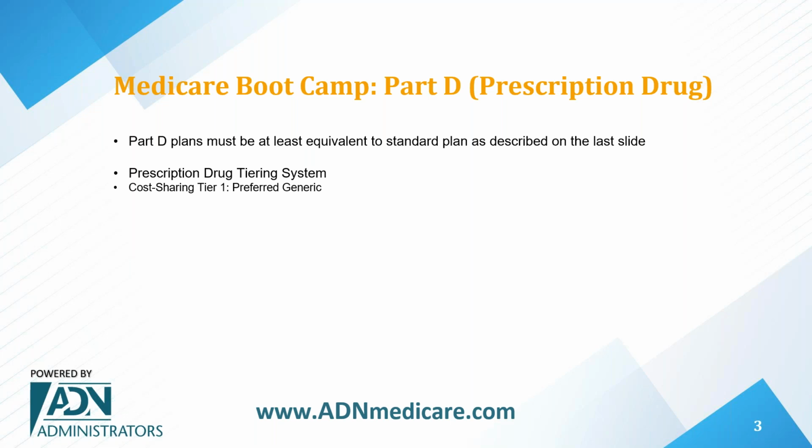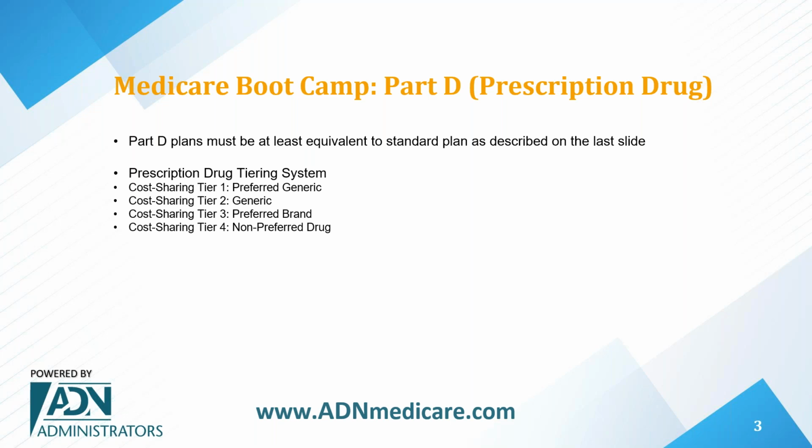Tier 1 is the lowest cost. Preferred generic drugs are included in this tier. Tier 2 also includes preferred generic drugs. Tier 3 includes preferred brand drugs and non-preferred generic drugs. Tier 4 includes non-preferred brand drugs and other non-preferred generic drugs.